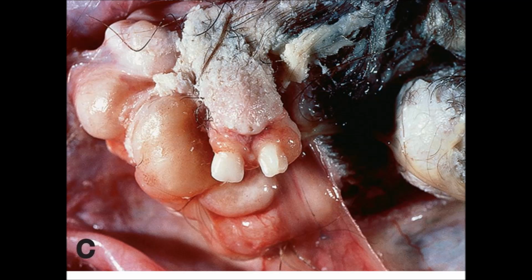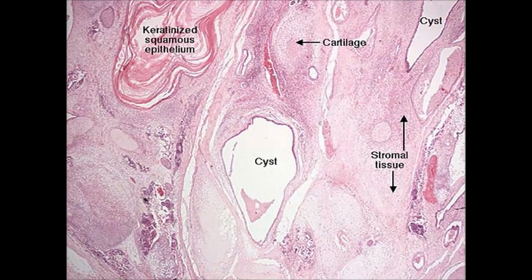Okay. This is a gross picture of teratoma. We can see different types of tissues here: teeth, skin, hair, any type of tissue, and even bone, I think, is present here. And this is under the microscope. We can see keratinized epithelium of skin. We can see cartilage, cystic, glandular structure. Any tissue can be present within a teratoma.